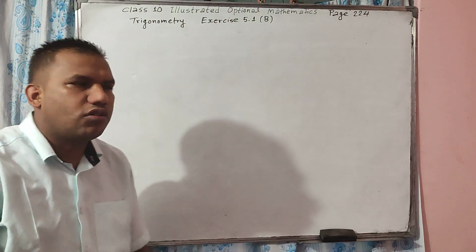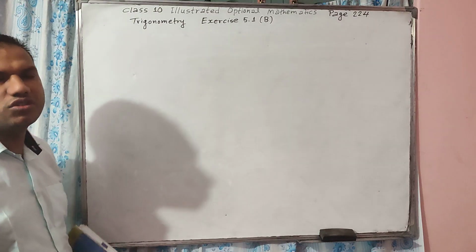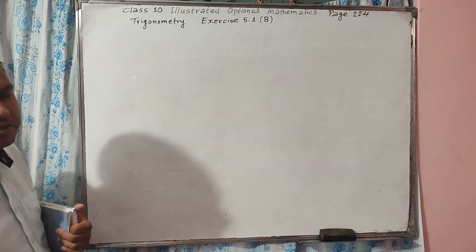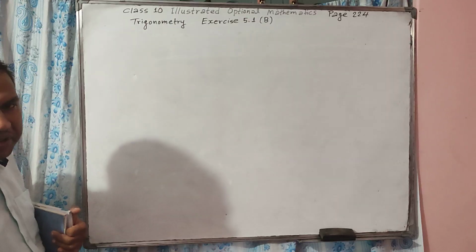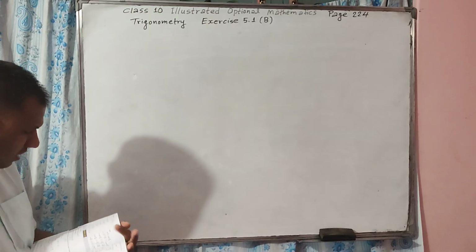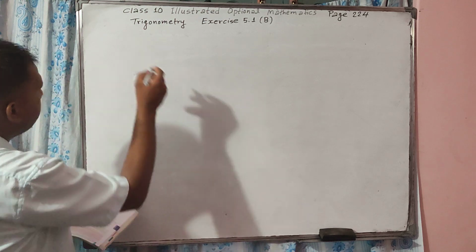Okay, students, good morning. Today we do some questions from class 10, Illustrated Optional Mathematics, page 224. Topic is trigonometry, exercise 5.1b. Let's start from question number 1a.